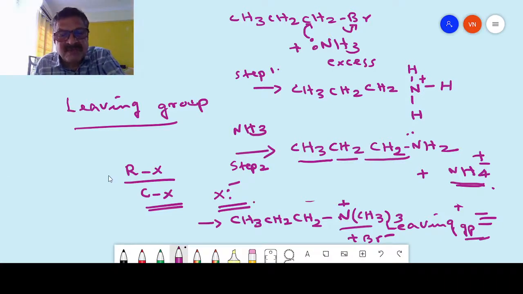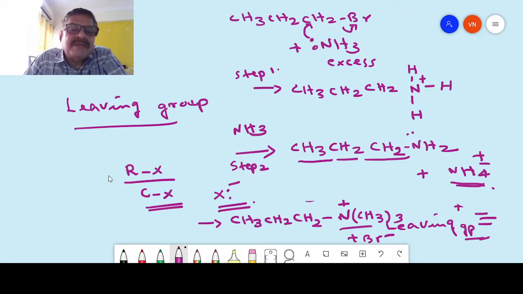When the bond is heterolytically cleaved, it has to depart with the electron pair here. Therefore, after getting this electron pair, it should be a more stable species here. The more stable the leaving group is, the better it is able to accept the electron pair here. Okay, got the point?